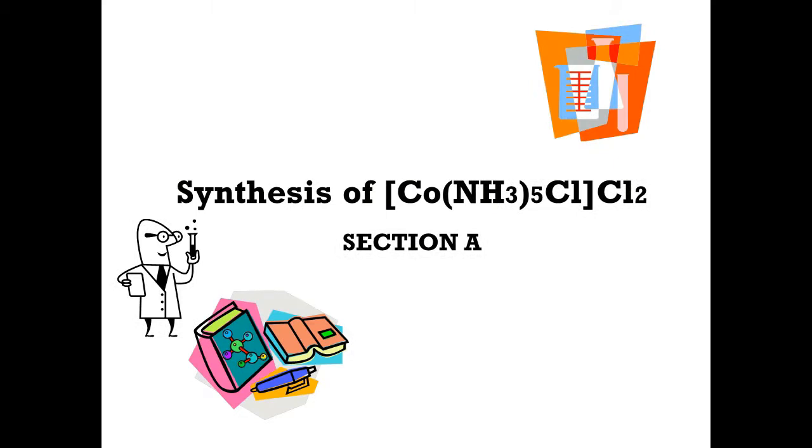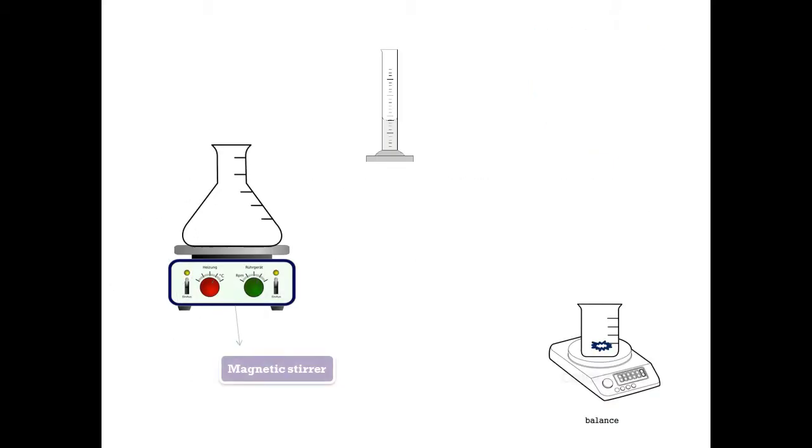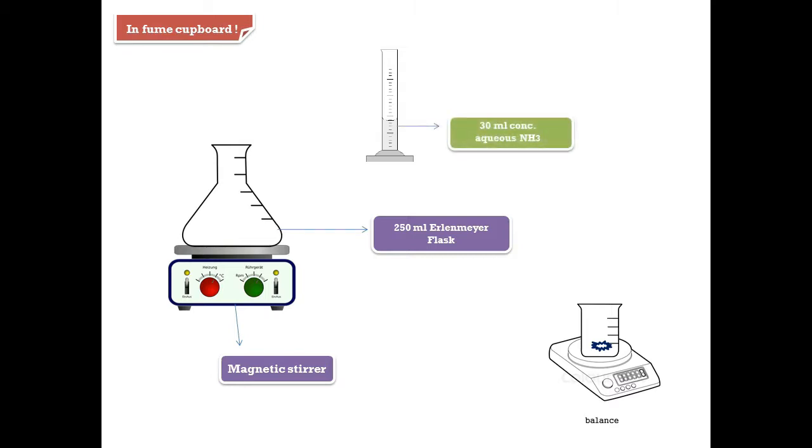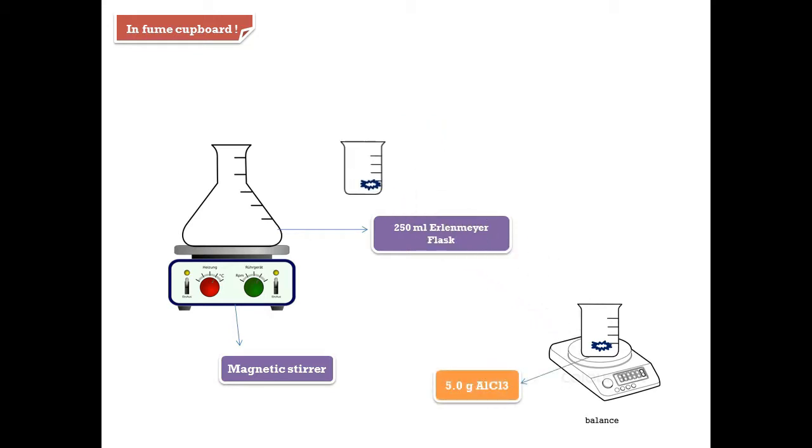Synthesis of pentaamine chlorocobalt trichloride. In the fume cupboard, place 30 ml of concentrated aqueous ammonia in a dry 250 ml aluminium flask containing a magnetic stirring bar. Weigh out 5 grams of ammonium chloride and 10 grams of cobaltous chloride hexahydrate and add into the ammonia solution.